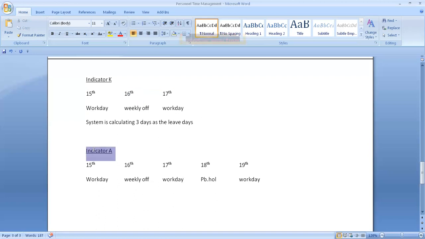Now I'm changing the indicator. The system is calculating whatever is a work day. The 15th, 1, the 16th, it is ignoring. It is calculating the 15th, 1, 2, 3. It is ignoring the 16th and 18th because the 16th is a weekly off and the 18th is a public holiday. The system is again calculating 3 days as the leave days.